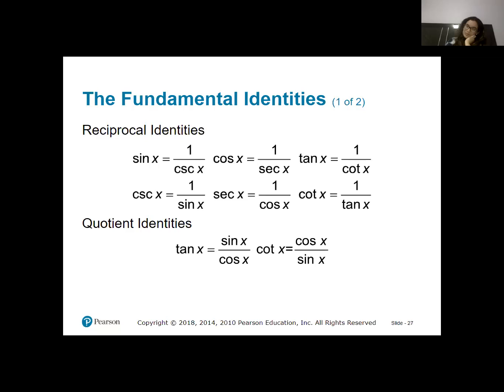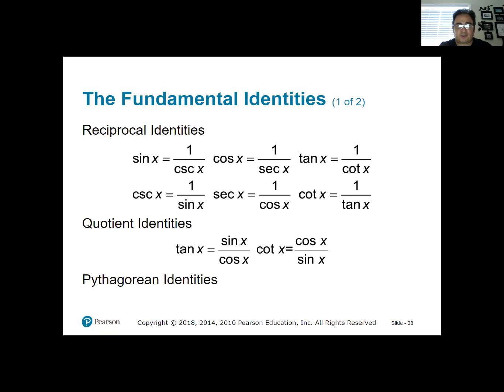Okay. So now, last but not least, we have the Pythagorean identities. If you think of Pythagorean identities, that means they're related to the triangle, right? Not just any triangle, but the special right triangle. Which special right triangle? The one that has a hypotenuse of 1, right?